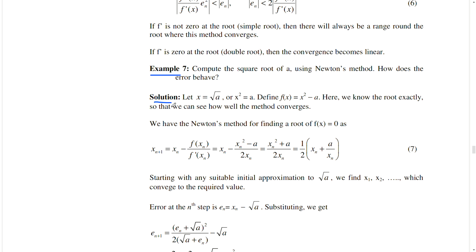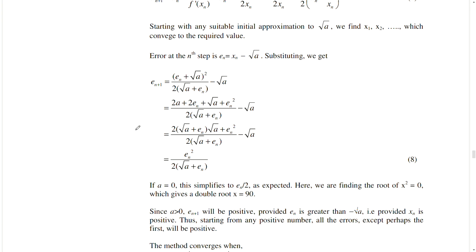Starting with any suitable initial approximation to √a, we find x1, x2, ... which converge to the required value. The error at the nth step is en = xn − √a. Substituting, we get en+1 = en² / (2(√a + en)).